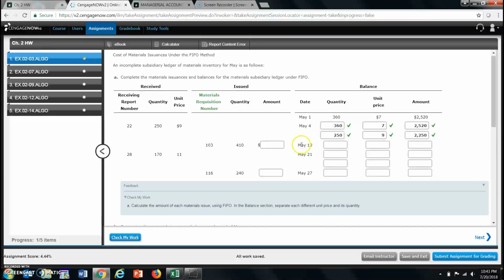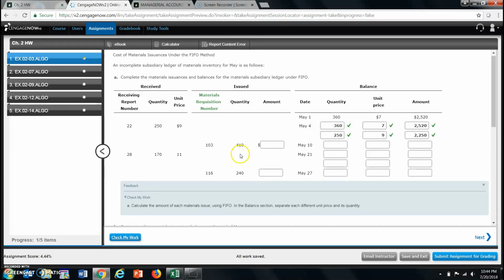So as you go through the problem, each time you incur a new date, you look at what's happening on that date. So on May 10th, we purchased nothing, but instead issued means we've used some. How many did we use? We used 410. So how am I going to pull from my existing inventory 410 units? I'm going to pull it on a first in, first out basis. My first in is 360 units at $7. That's $2,520.